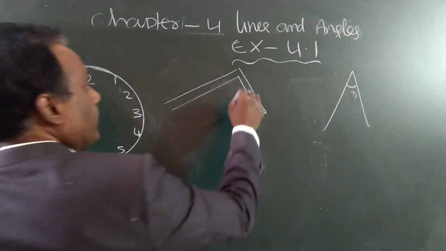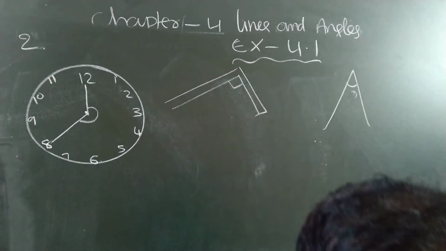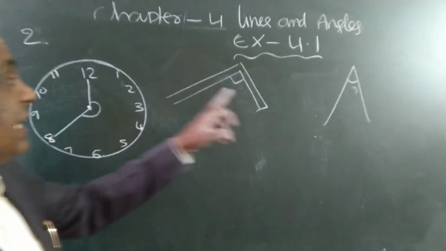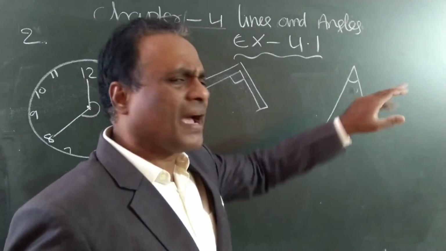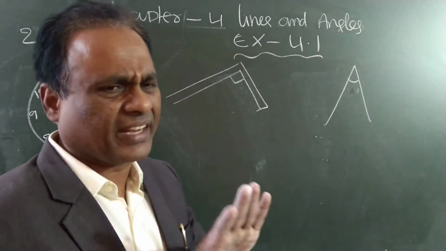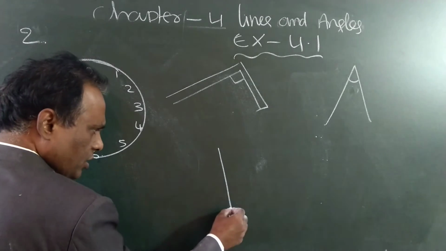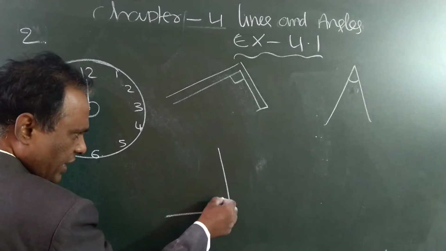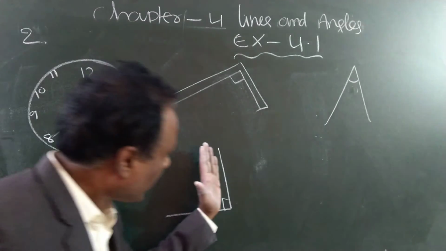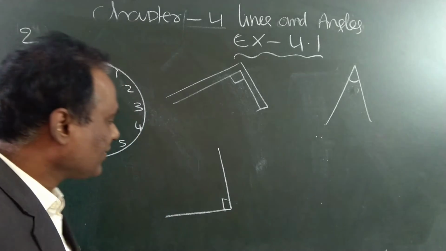Students, see here. All of you see here. By seeing the figure only you can recognize whether it is less than 90 or greater than 90. See students, 90 degrees I will draw. If it is straight, this is 90 degrees. Straight vertical line, straight horizontal line.